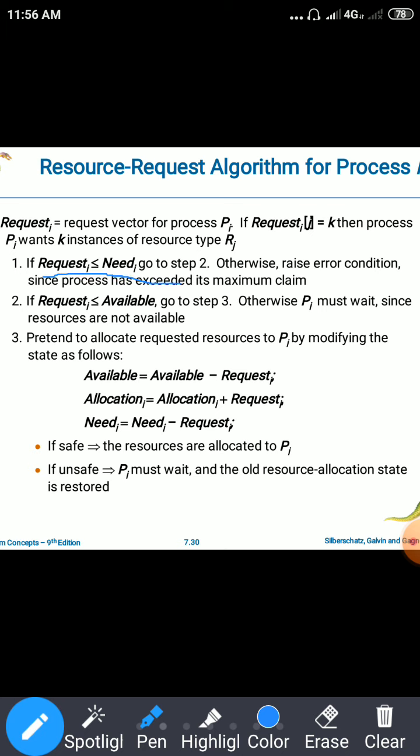Yes, request is 1 and that is less than or equal to 2, right? That condition satisfies. It is true. Hence, the requested resources is less than the need. Then we'll move on to the next step, that is, we'll go to step 2.